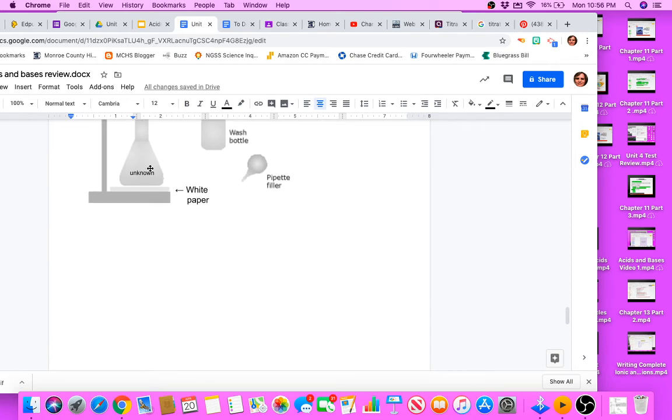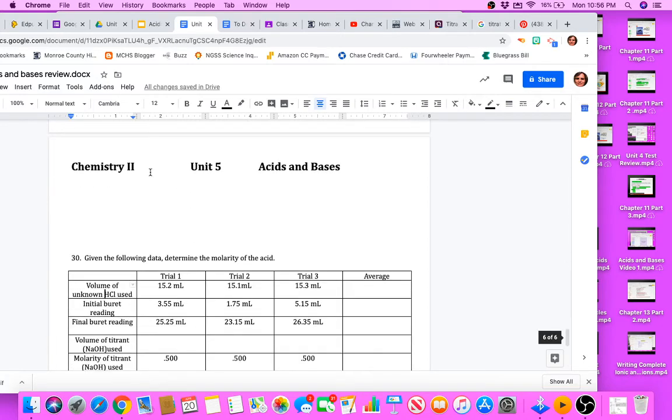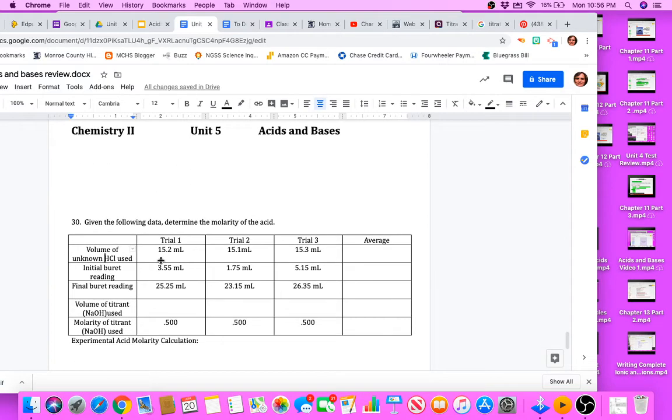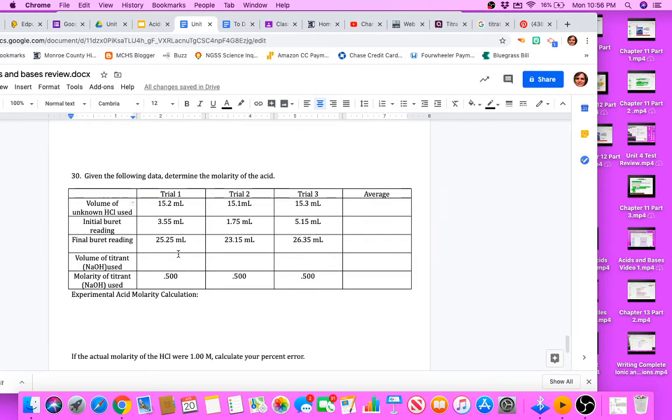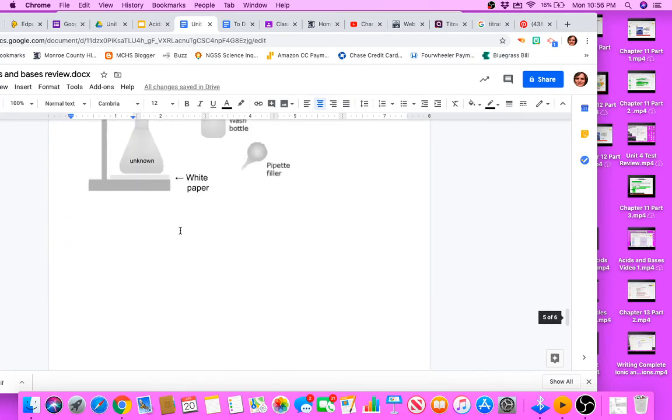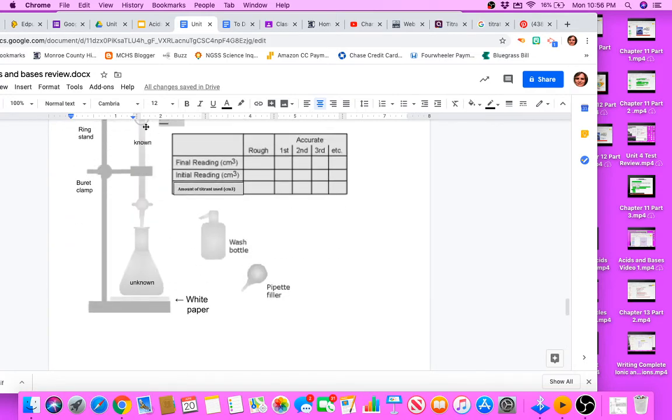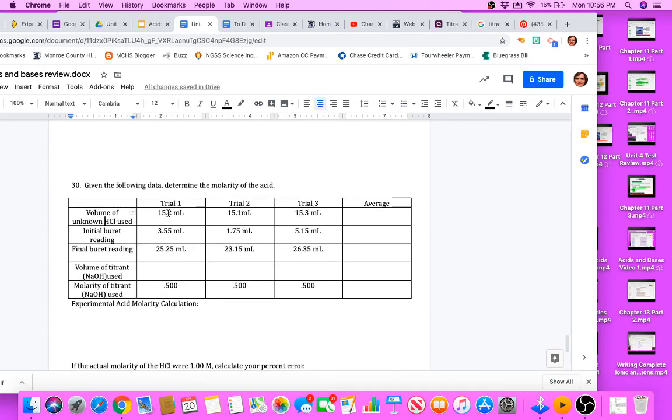That's what we're trying to determine. But we do know how much we used. We put 15.2 milliliters of hydrochloric acid in our Erlenmeyer flask. Then we filled our burette up so that the level of liquid came up almost to the 0 at the very top. We filled it up to the 3.55 milliliter mark.